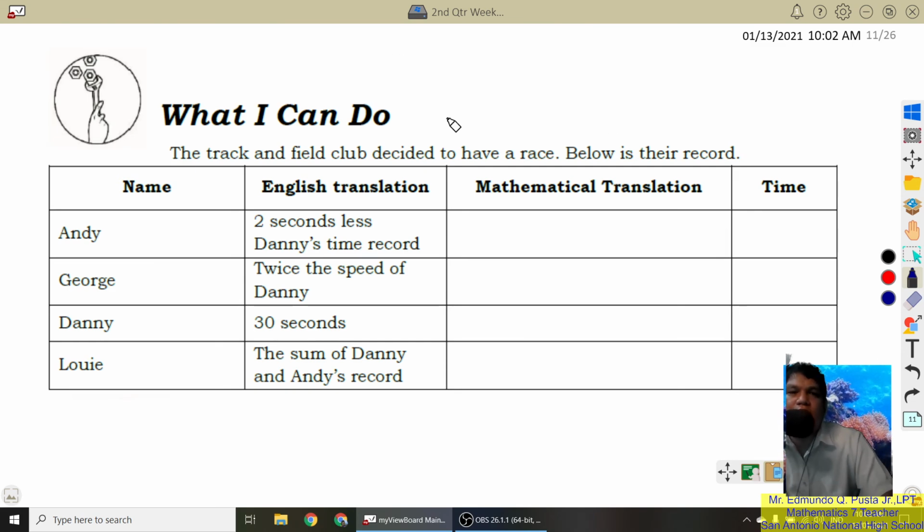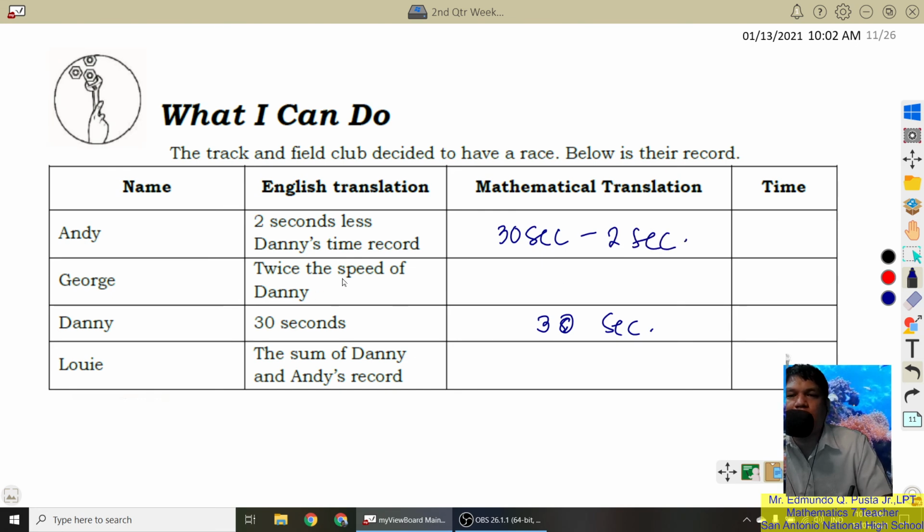So, for instance, the track and field club decided to have a race. Below is their record. So, we're going to translate it in mathematical translation and then solve it. So, for instance, we have Danny. Danny here is 30 seconds. Ayan. Okay? So, yung iba, i-express natin in terms of Danny. So, 2 seconds less than Danny's time record. So, we have 30 seconds. Danny is 30 seconds minus 2 seconds.